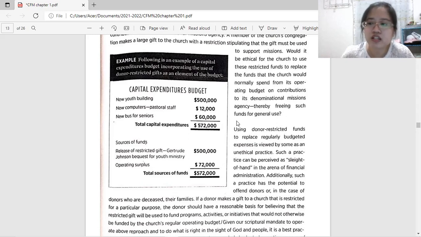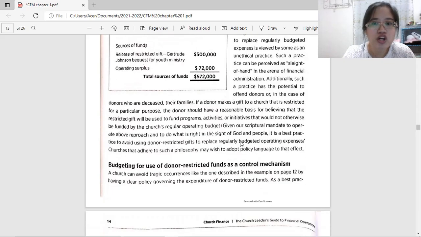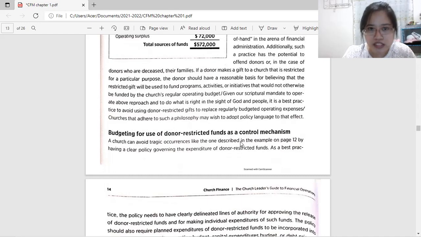Okay, you don't want to create a misunderstanding. You don't want people to think that someone pocketed the money. Okay, that's never good for a church management, right?